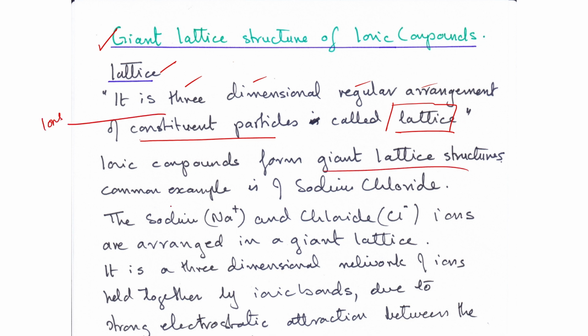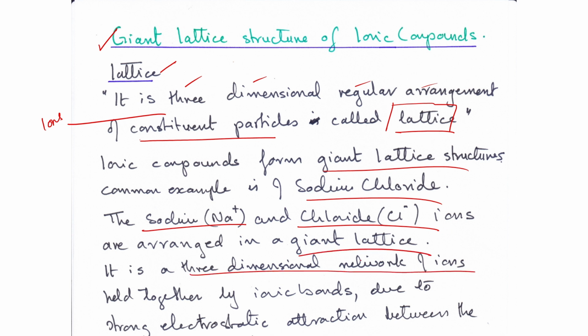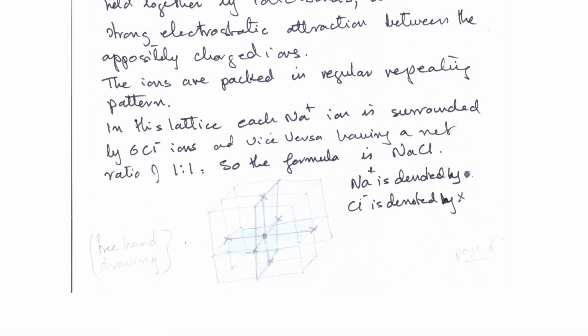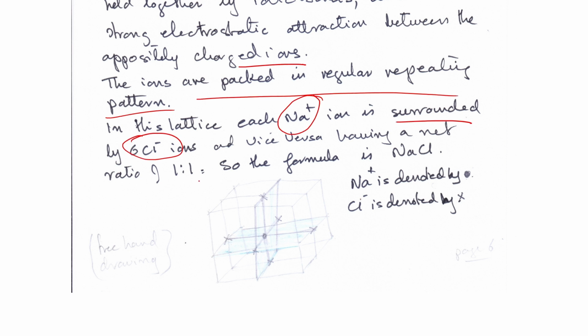A common example is sodium chloride. The sodium positive and chloride negative ions are arranged in a giant lattice. It is a three-dimensional network of ions held together by ionic bonds due to strong electrostatic attractions between the oppositely charged ions. The ions are packed in a regular repeating pattern. In this lattice, each sodium ion is surrounded by 6 chloride ions and vice versa, having a net ratio of 1 to 1. So the formula is NaCl, that is, 1 atom of sodium and 1 atom of chlorine.